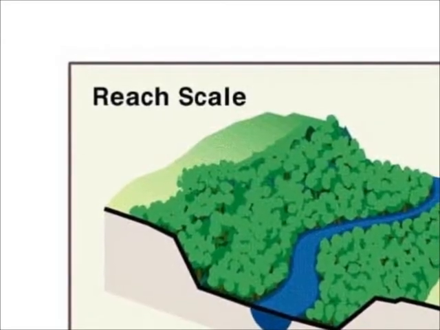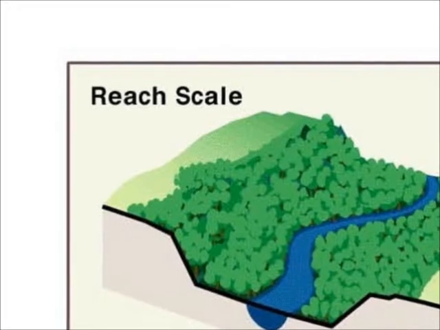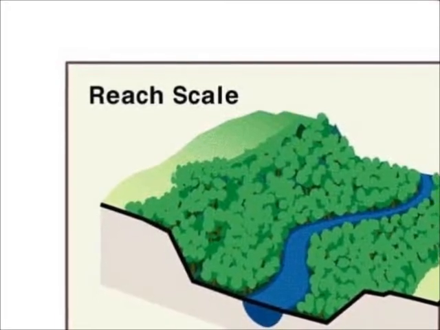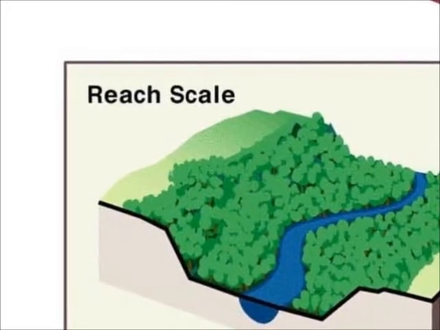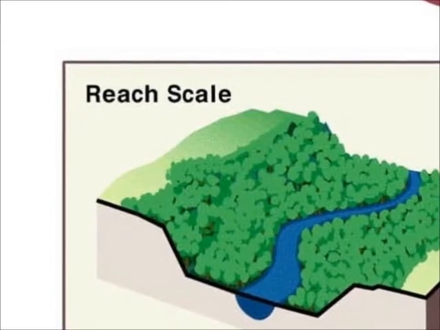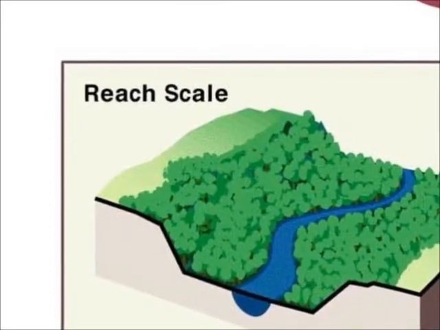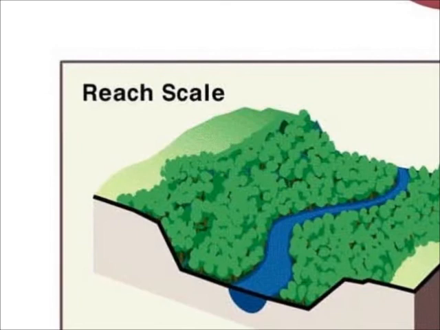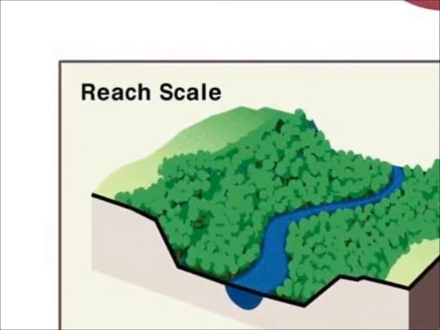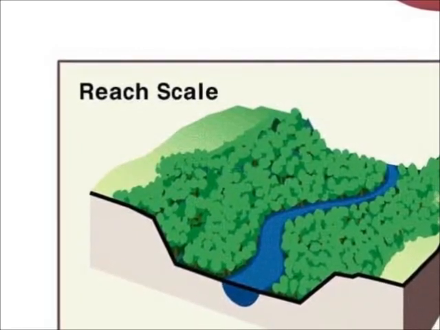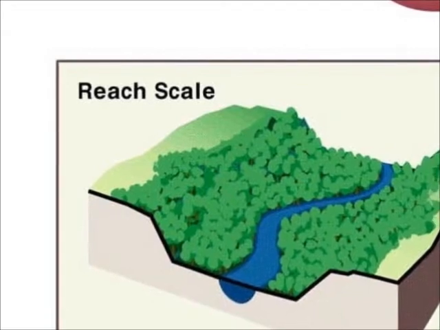When we consider the region scale, we may be considering a map that is cast at a 1 to 250,000 scale. That means that 1 inch is equal to 250,000 inches, or a quarter of a million inches. So 1 inch on the map represents 250,000 inches on the ground.